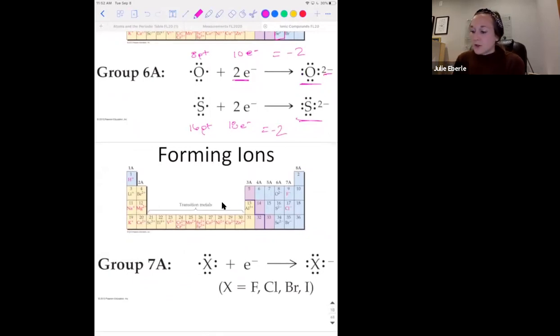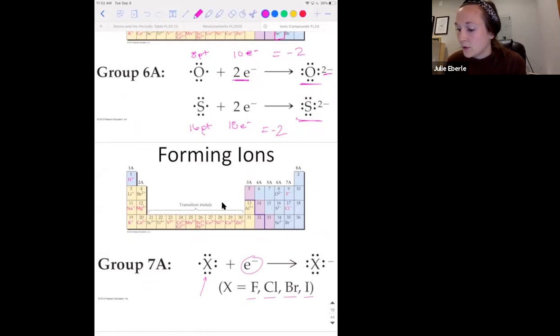So main group 7, these are halogens: fluorine, chlorine, bromine, iodine. Here's the electron dot symbol structure, 7 dots around it, 7 valence electrons. What do they want to do? According to the octet rule, if they're going to get 8, they need 1 more electron. Remember, these are the elements with the highest electron affinity. So we give them 1 more electron.